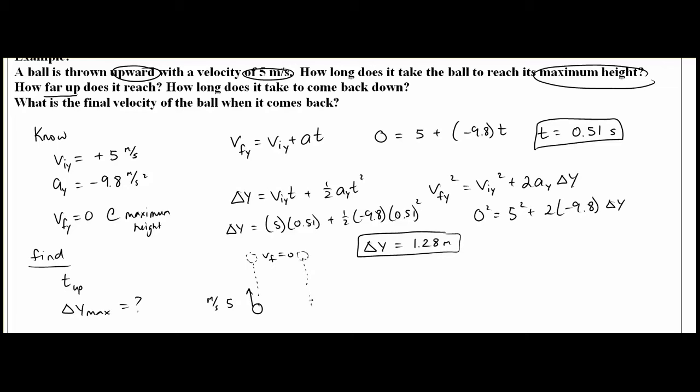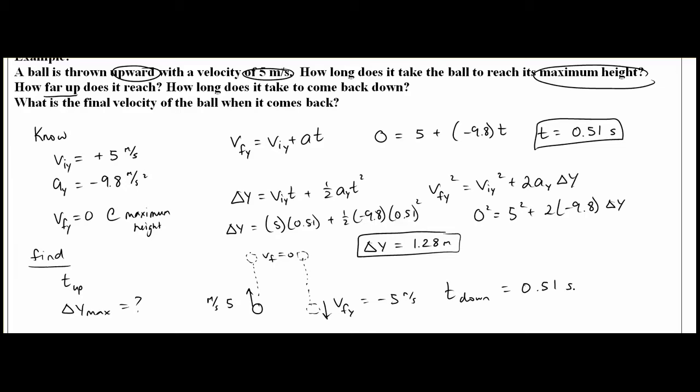On its way back down, we know down here it's going to have a final y velocity at the bottom of -5 meters per second, and the time to come back down should just be the exact same as the time to go up, so the time to go down will be 0.51 seconds.